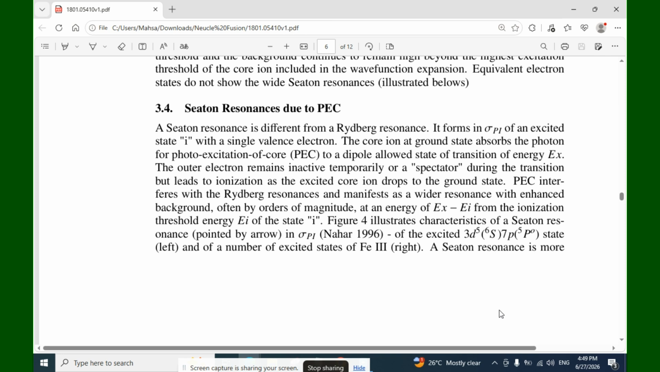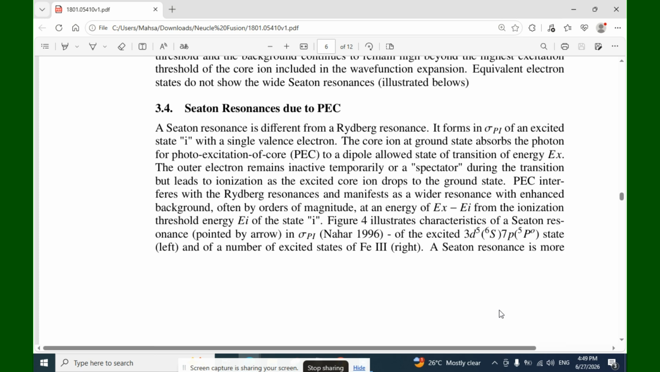but leads to ionization as the excited core ion drops to the ground state. PEC, or photoexcitation of core, interferes with the Rydberg resonances and manifests as a wider resonance with a higher background, often by orders of magnitude, at an energy of E_ax, which is the energy of ionization from the ionization threshold energy E_I of the state.